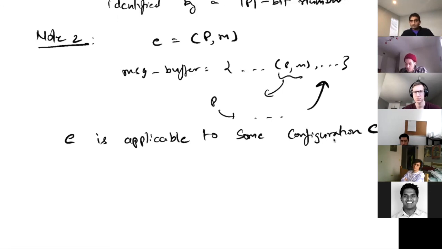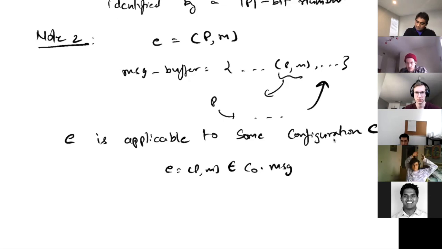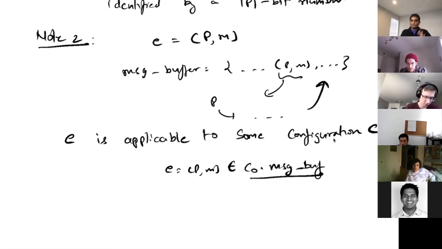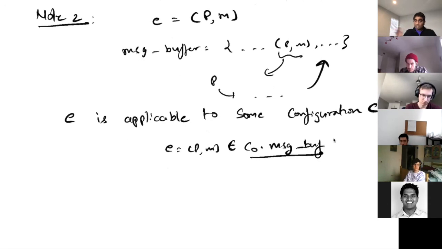So if PM belongs to the message buffer, all that is required is PM belonging to C0 dot message buffer. This is a notation that I use to represent the message buffer of C0. So E is applicable to some configuration C0 essentially means that the message buffer of C0 has that message stored in its buffer. The configuration has the message stored in its buffer.